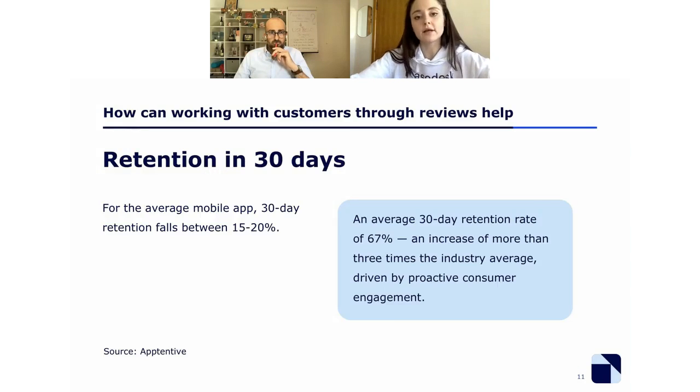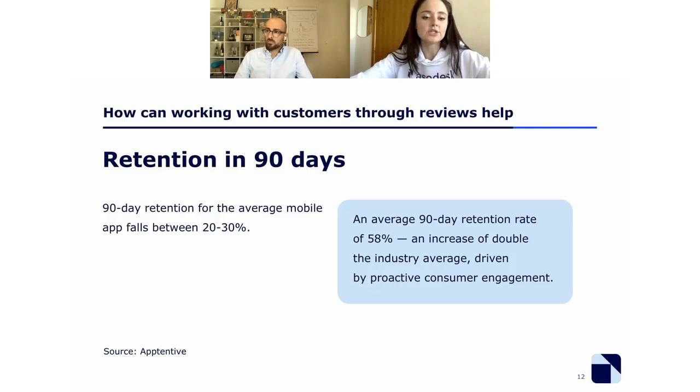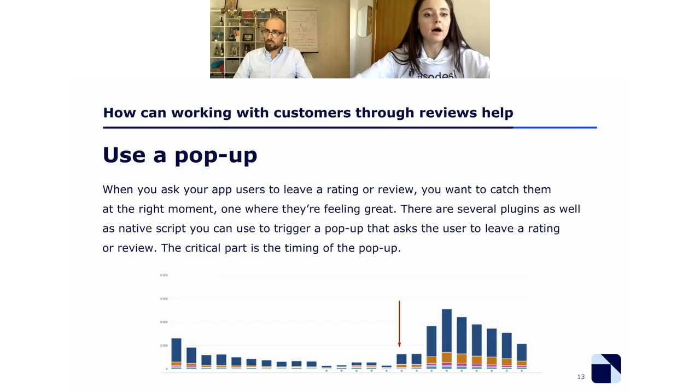Retention. I want to specify about retention in 30 days. Average mobile app retention is 15-20%. And if you have proactive consumer engagement, it is 67%. So it increased by 3 times. In 90 days, retention of an average mobile app is 20 to 30%, and with proactive engagement the 90-day retention rate of 58% is increased double. And if you have proactive consumer engagement, use a pop-up.